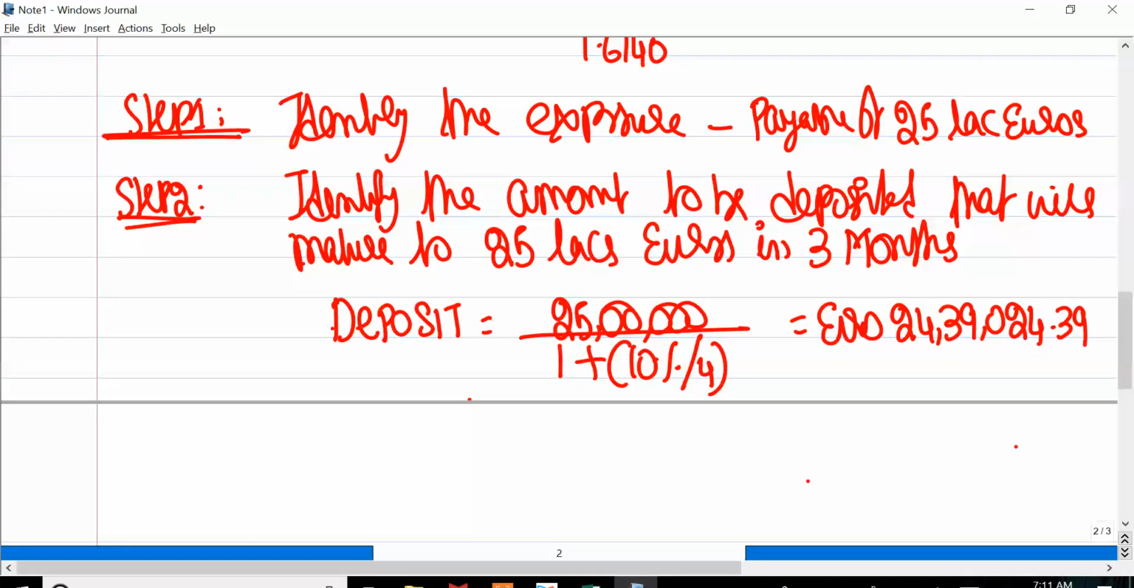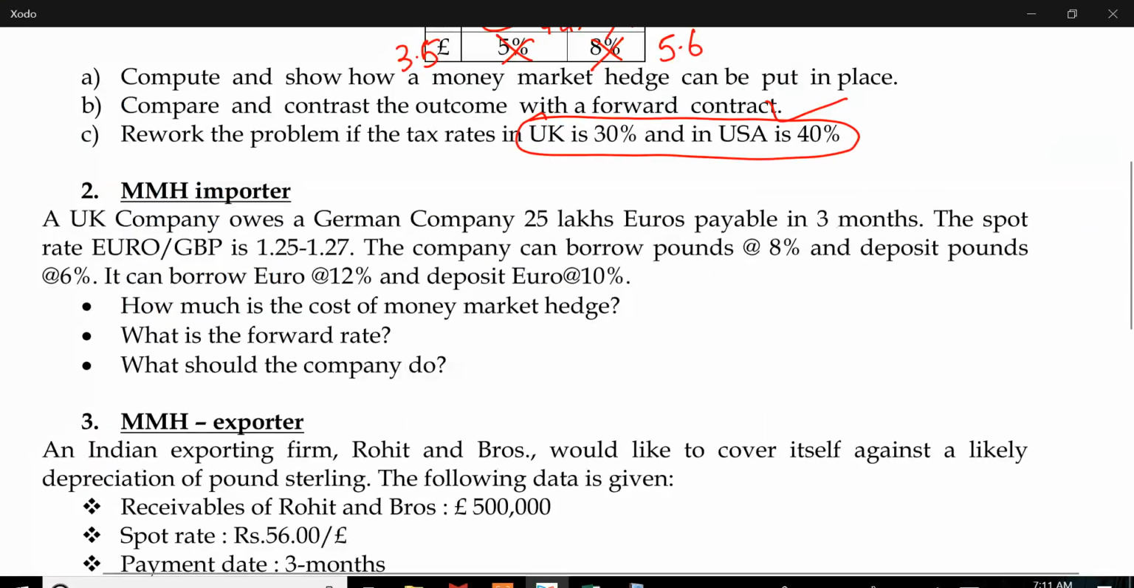So can we do it the other way around, like we can export it from the euro side and then... Why will you do it from that side? Because the question is silent about... Where is it silent? A UK company owes a German company, so your starting point is the UK company's point of view. I can't start from the German company's point of view. The wording could have been a little better, but the context is very clear. It's a UK company which owes a German company, so it's an evaluation from the UK company's point of view, and from a German company's point of view, you cannot do any evaluation.